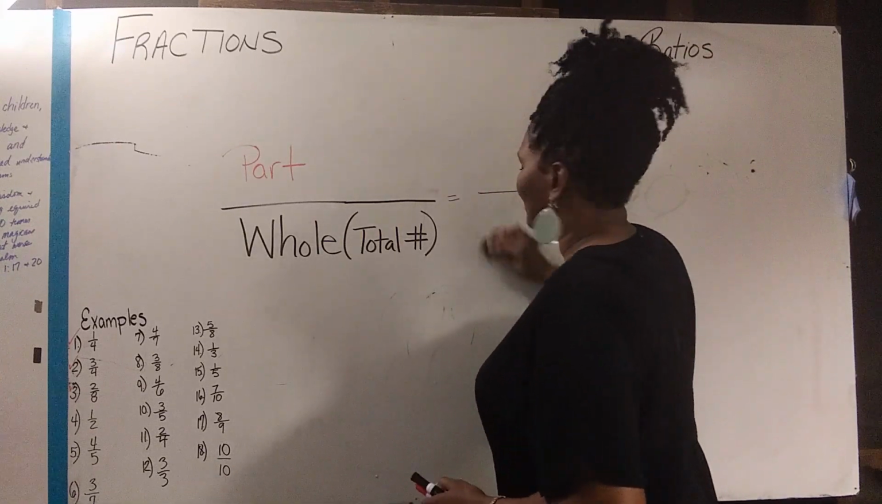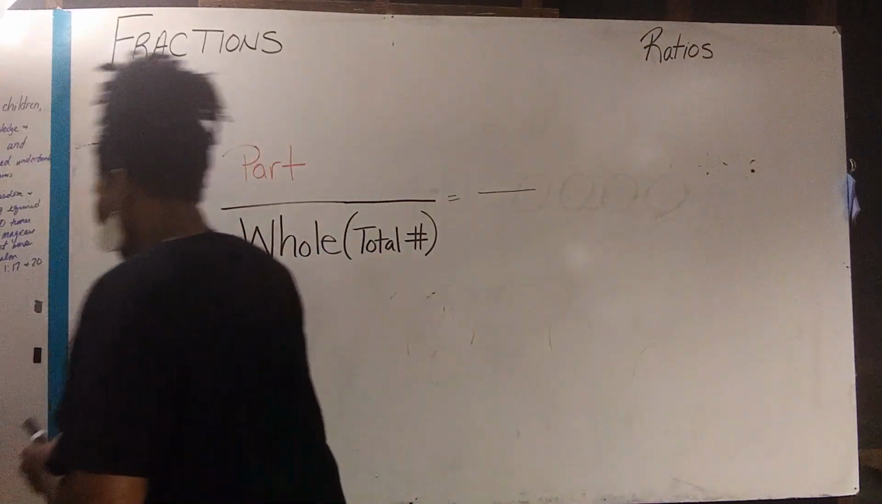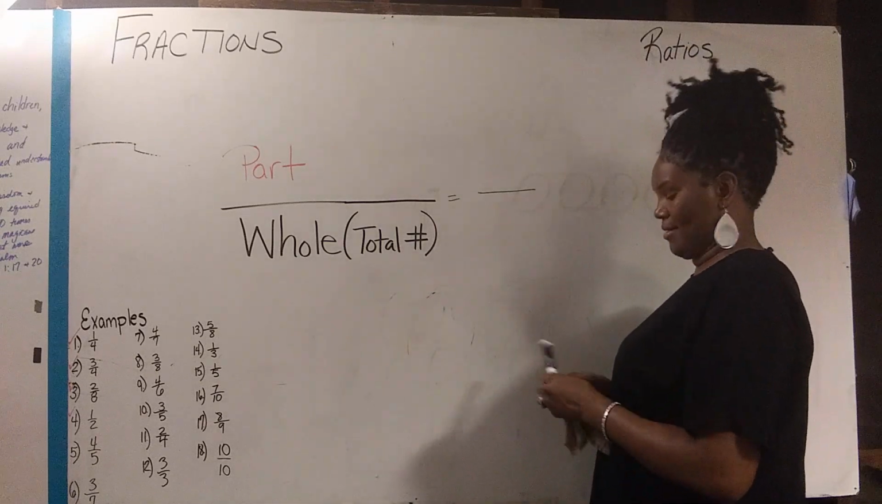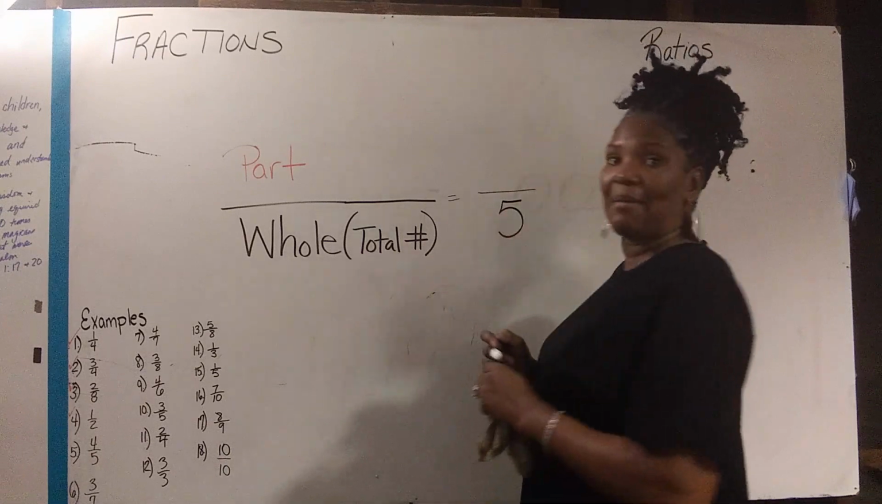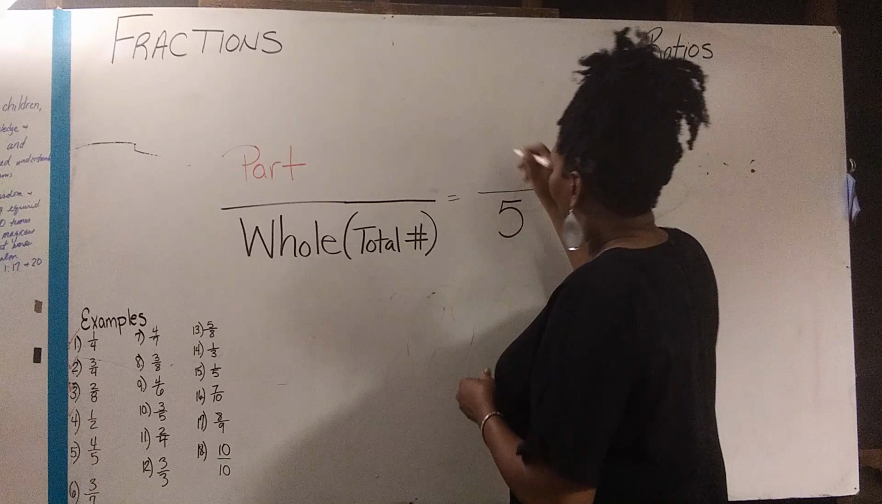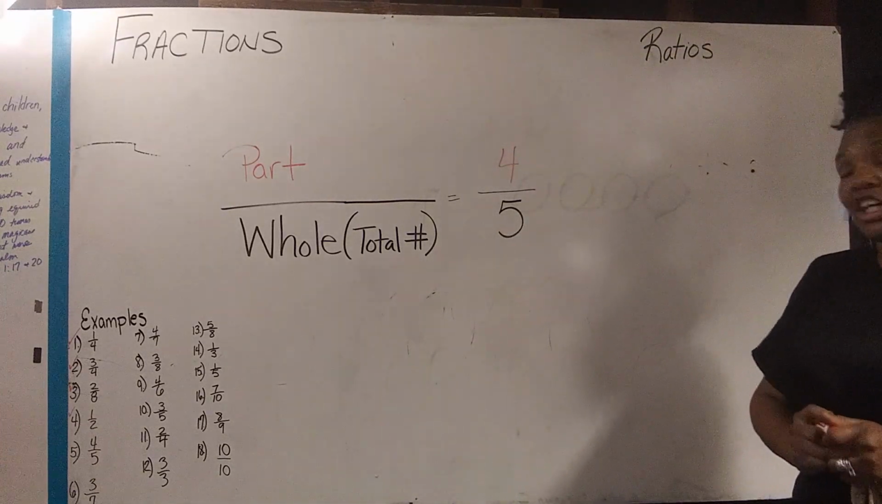All right, let's go to the next problem. And since we got that one right, we're going to put a check mark. Let's go to the next problem. 4/5. So 5 is my number at the bottom. That means that's how many I'm going to draw total. And 4 is my number at the top. That means that's how many I'm going to color.